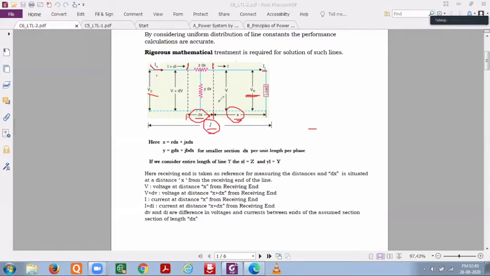Now here comes the term voltage V, and this is V plus dV. Current I, and this is current I plus dI. Voltage V is at a distance x from the receiving end, and V plus dV is the voltage at distance x plus dx, at this point. We add these two distances, x plus dx, so that is V plus dV. Similarly, the current at distance x is I, and at x plus dx it is I plus dI.